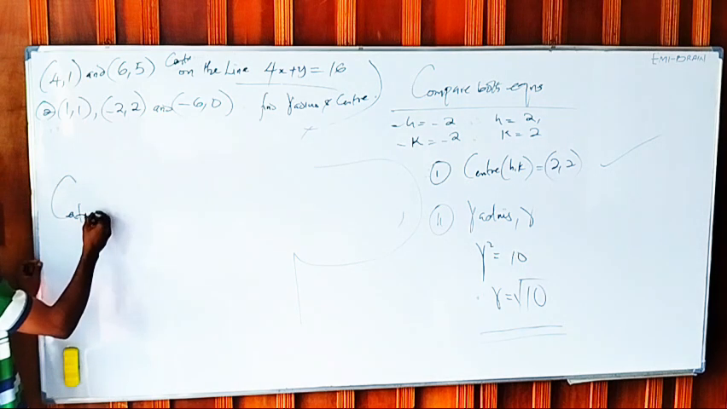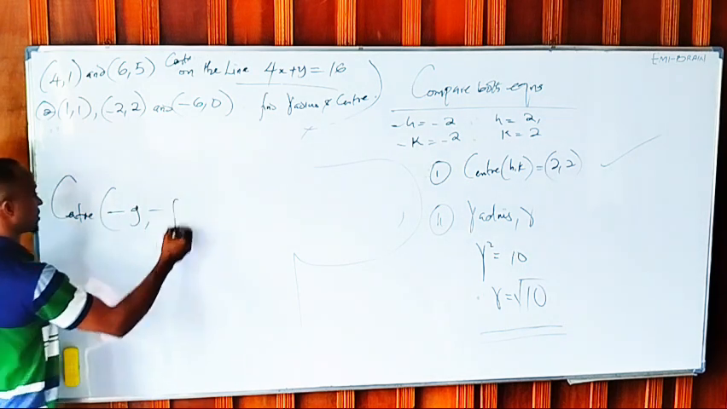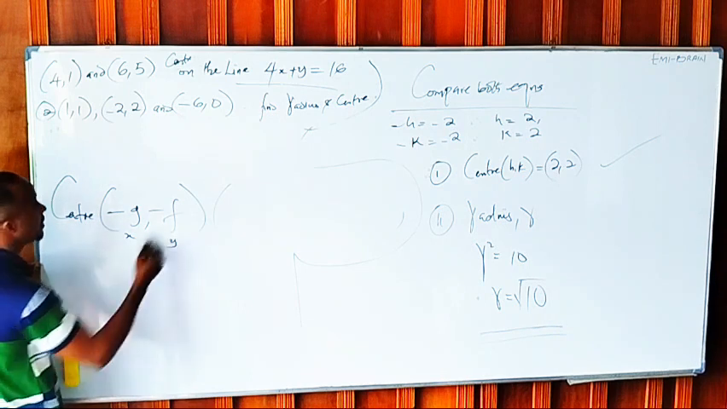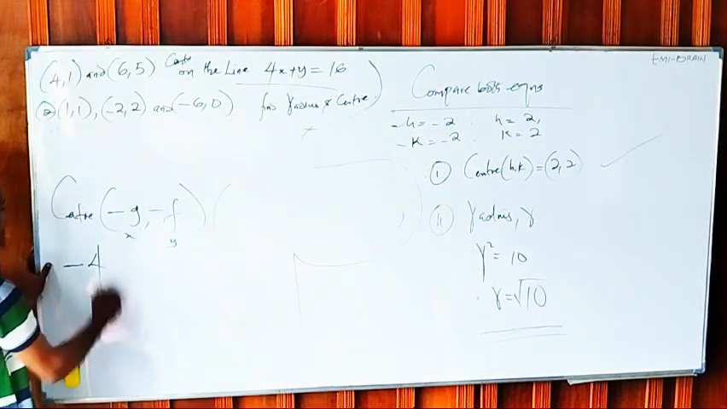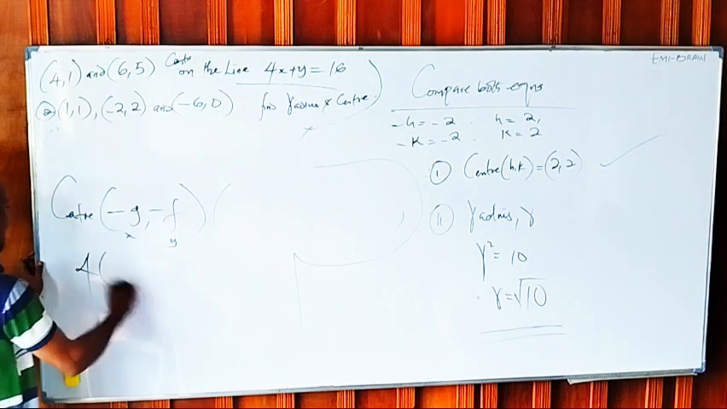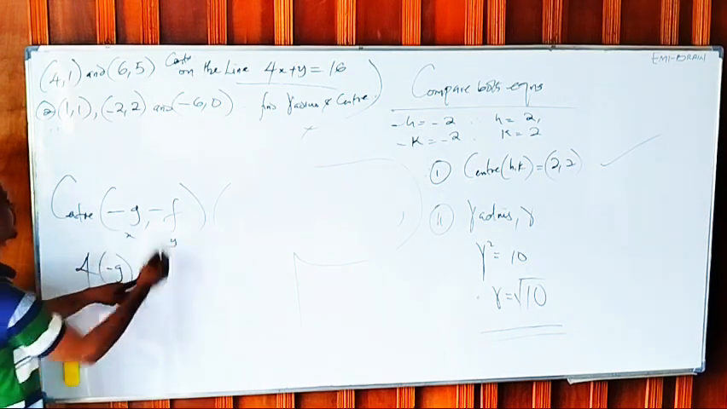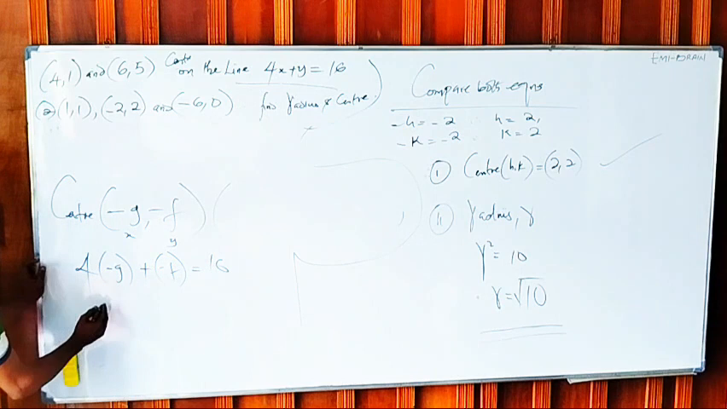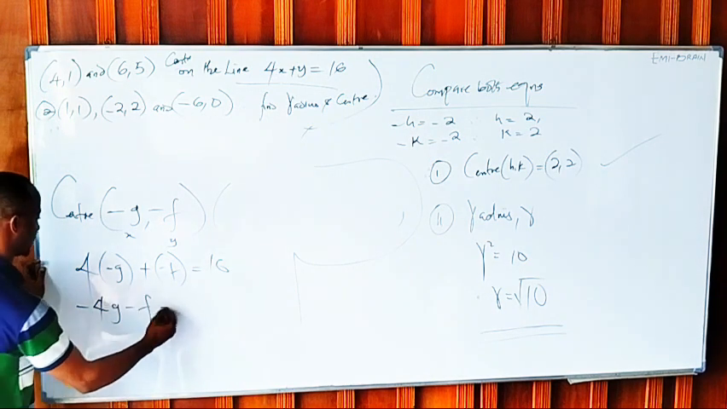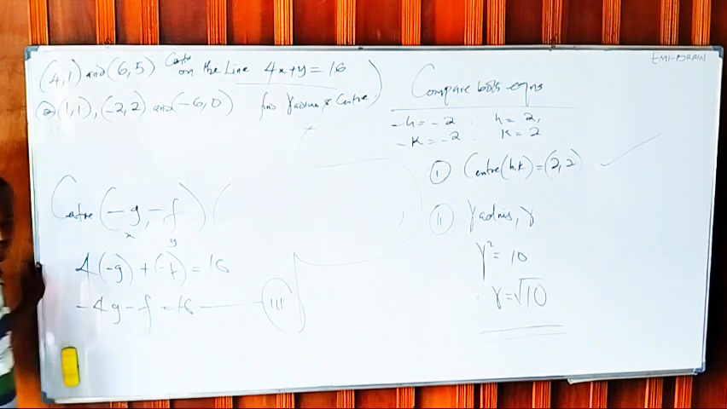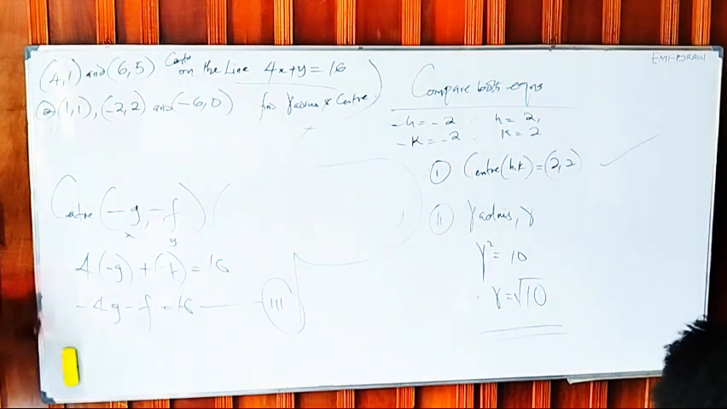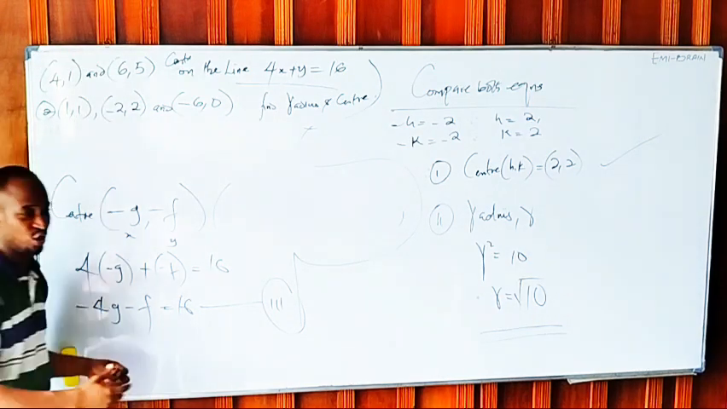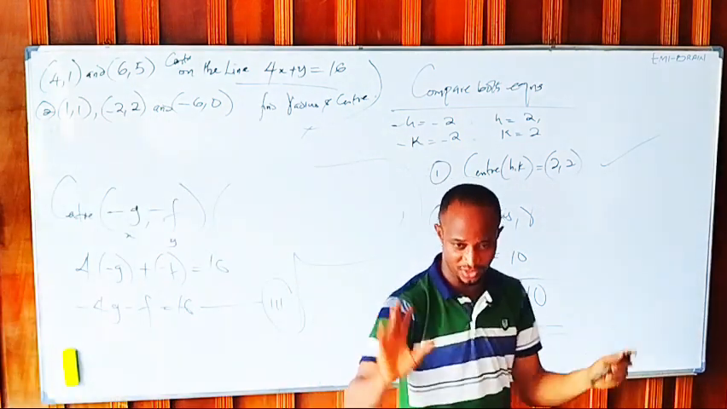Knowing that we are told that our center is minus g comma minus f, and this g represents the x, here is the y. So the third one becomes 4 times my x, minus g, plus my y, minus f, equals 16. Here becomes minus 4g minus f equals 16. Equation 3. So you use equation 1, equation 2, and equation 3 to find your g and f. Is it okay that way?